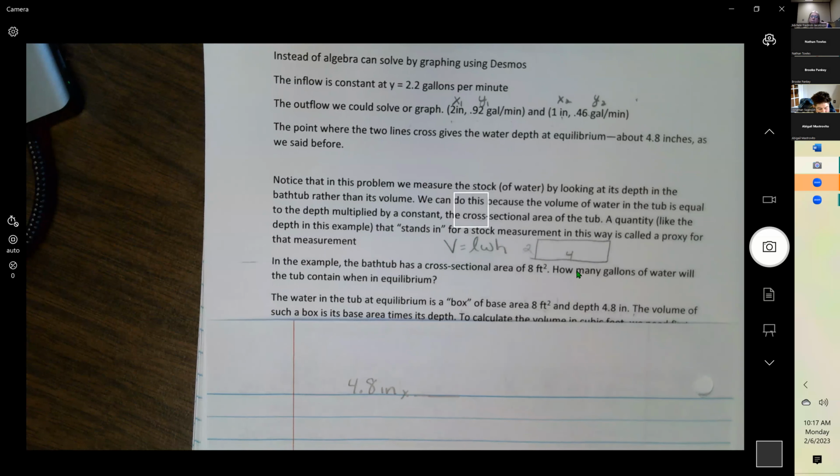How would we convert? You can use proportions, or if you just know 1 foot is 12 inches, are we going to multiply or divide by that 12? Anyone?